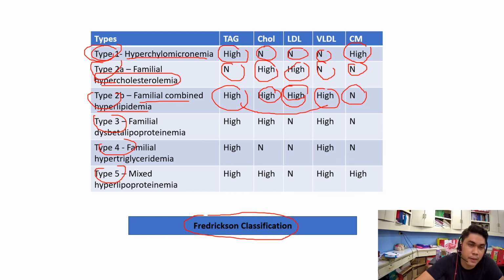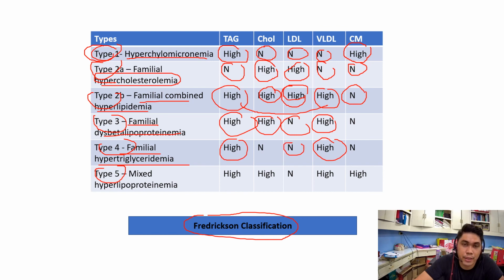Chylomicrons are normal. For type 3, familial dysbetalipoproteinemia, LDL is normal, but there is a presence of beta VLDL, or VLDL rich in cholesterol, and also an increased concentration of IDL. So the concentration of TAG is increased and also cholesterol. Then next, for familial hypertriglyceridemia, you have increased VLDL, so there's an increase in triglyceride concentration. LDL is normal, so the concentration of cholesterol is also normal. For mixed hyperlipoproteinemia, you have increased VLDL and chylomicrons, so you have high levels of triglyceride and also high levels of cholesterol.